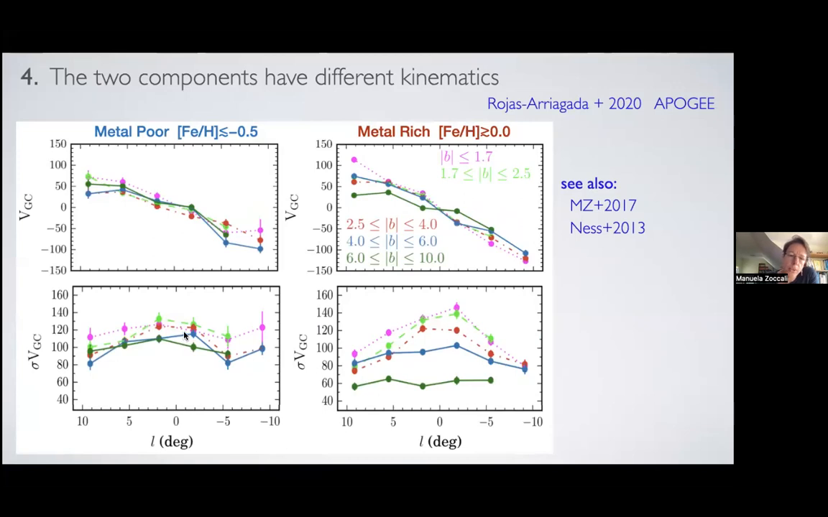What is more different is the distribution of the velocity dispersion. In fact, metal-poor stars tend to have a constant velocity dispersion both in longitude and in latitude, while metal-rich stars have a pretty large gradient, with, of course, stars closer to the center having larger velocity dispersions.